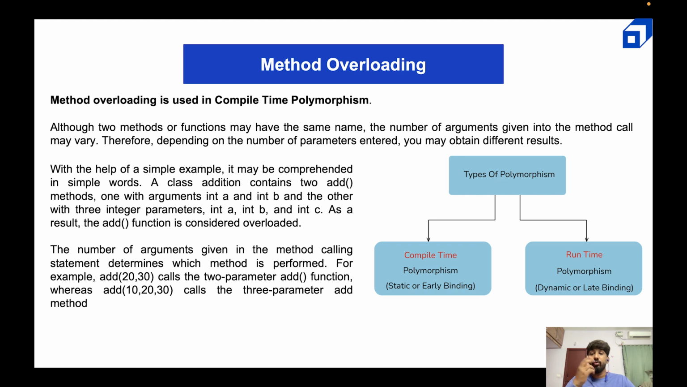A class addition contains two add methods, one with arguments int a and int b, and the other with three integers int a, b, and c. As a result, the add function is considered overloaded because it has the same method name, but it has different types of parameters. Number one has int a and int b. Number two has int a, b, and c. So when you're trying to invoke the first method, you only provide two values. When you're trying to invoke the second one, you provide three values. So that's what they have provided here. If you provide add 20 and 30, the two parameter function will get invoked. If you provide add 10, 20, 30, or any other three numbers, the three parameter function would be invoked. So this is basically method overloading, and this is compile time polymorphism.